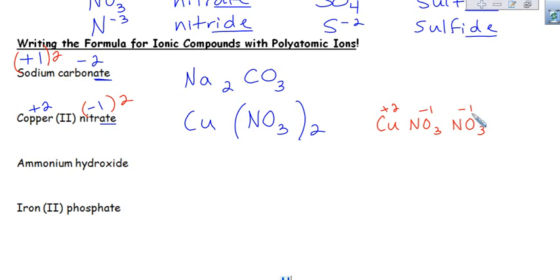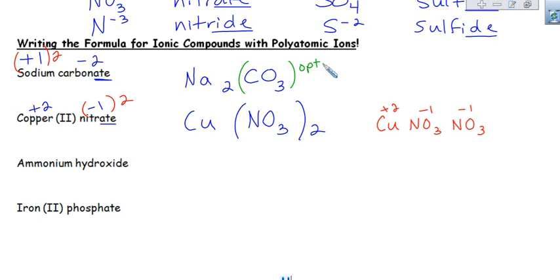Okay, so now in the first one, sodium carbonate, parentheses optional. We only need 1 group of carbonate. But if you're ever in doubt and you're not sure, do I need the parentheses? You can put them in there and it would never be marked wrong. So if in doubt, just put them in parentheses. But you don't need it if there's only 1 group.